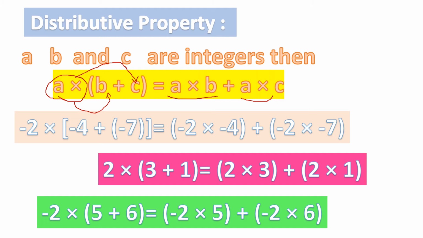So that is what distribution is. We are distributing A into B and C. So how did we get this? That is how we got this. Okay. So that is how we got this distributive property.